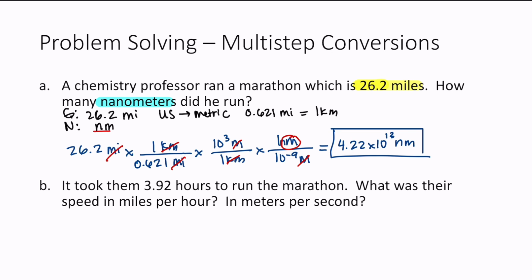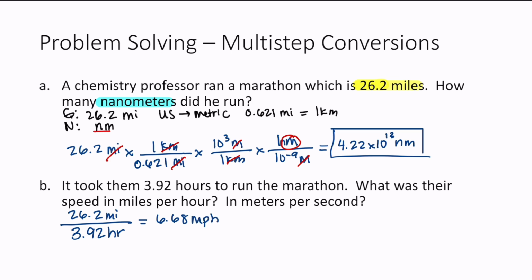Now, let's say it took them 3.92 hours to run the marathon. What was their speed in miles per hour? When I'm doing this problem, I need to calculate the miles per hour. I will take my miles and divide it by the number of hours it took them to run that marathon. And that will give me their speed in miles per hour. So we have 6.68 miles per hour.